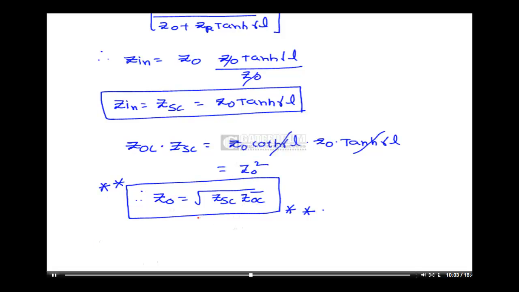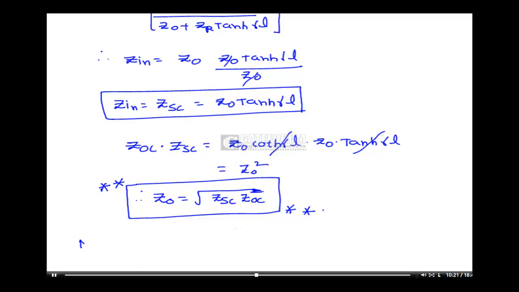This is one of the important formulas we derived from this too. So this is nothing but the geometric mean of short circuit impedance and open circuit impedance. It gives the characteristic impedance of a transmission line.